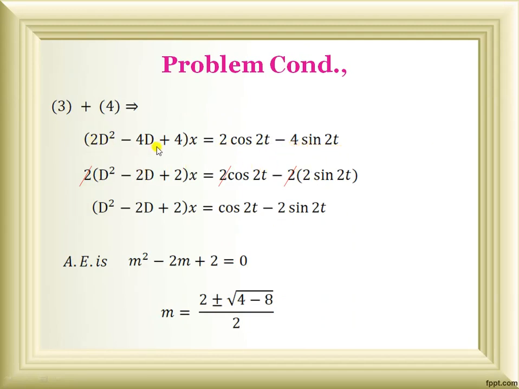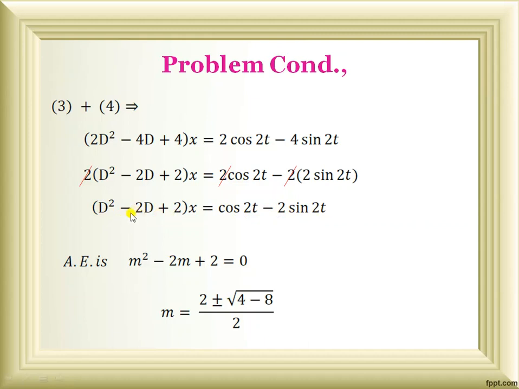In the left hand side I am taking 2 common out, and in the right hand side also 2 is common. I cancel out the 2 on both sides. Finally, (D squared minus 2D plus 2) into x is equal to cos 2t minus 2 into sin 2t. This is our ordinary differential equation with constant coefficient form.